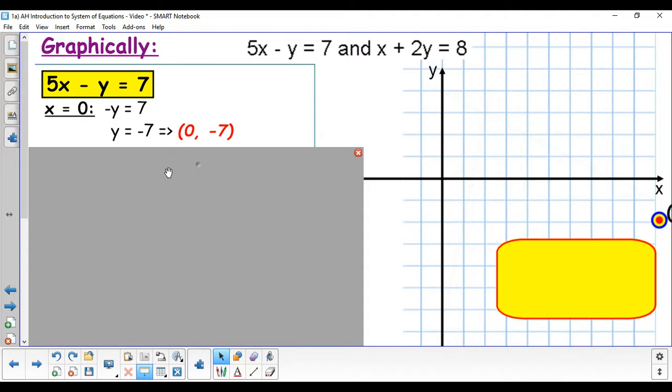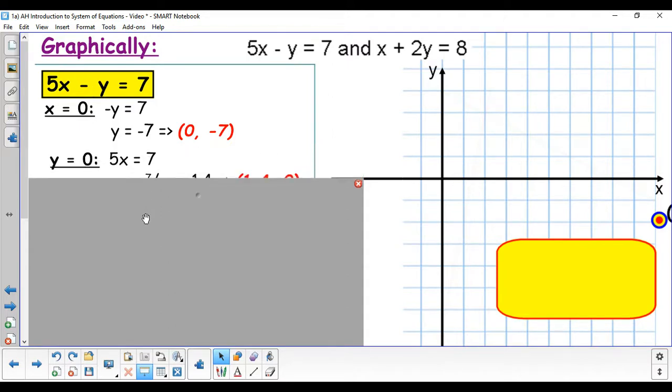If we put in y as 0, you'll have 5x minus 0 equals 7, so 5x equals 7. Not a nice answer, but that's the way it is. So x equals 7 divided by 5. Whether you write it as 1 2/5 or 1.4, I'm not worried.